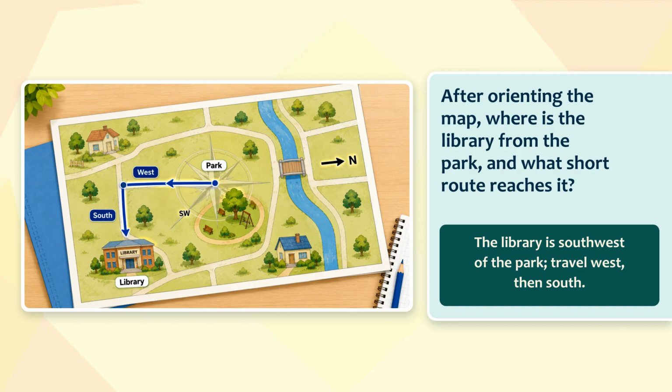Bring all three steps together on the turned map. After orienting the map, where is the library from the park and what short route reaches it? Now the full pattern can be read. The library is southwest of the park. Travel west, then south. The arrow and route segments support both parts.